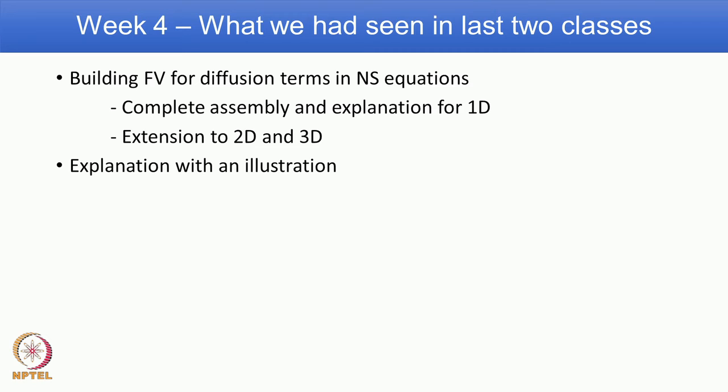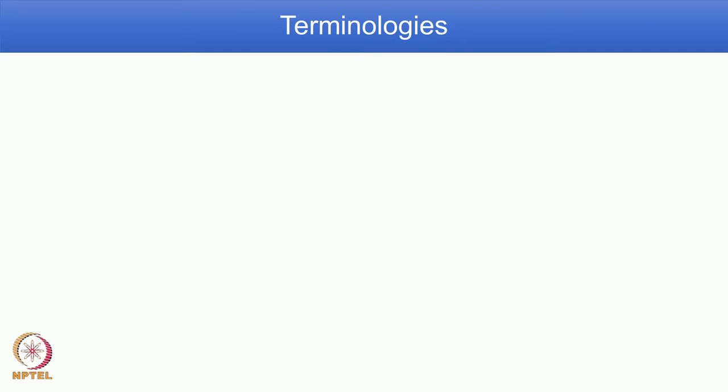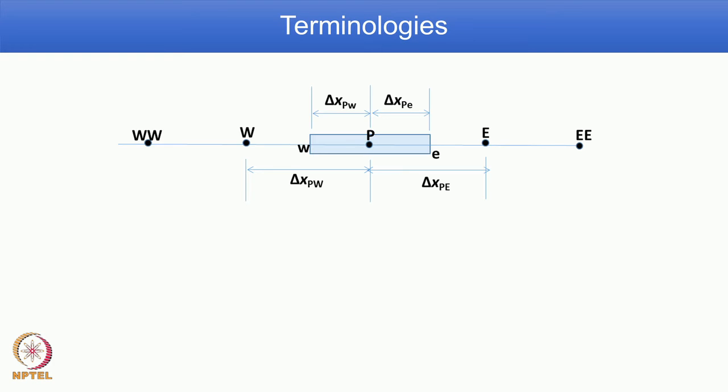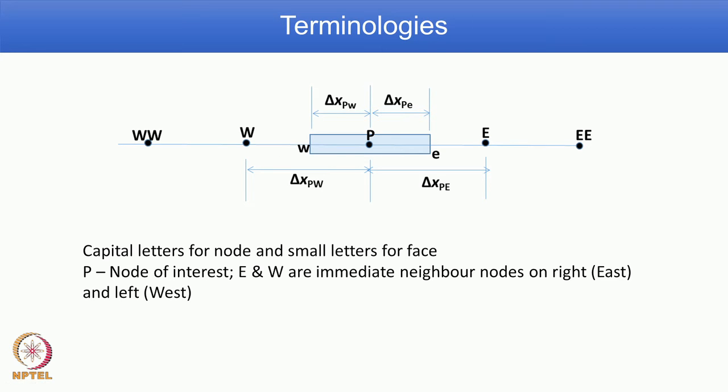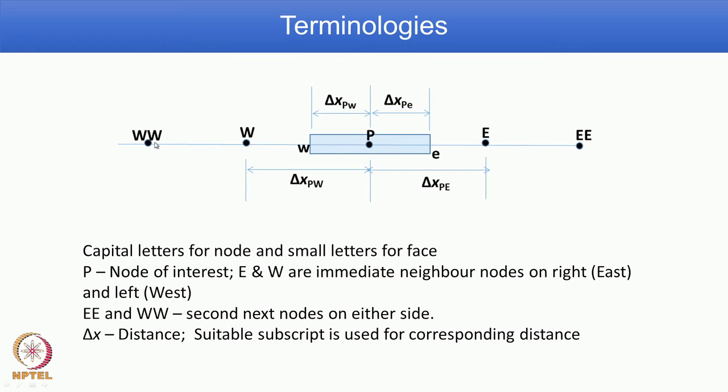Today's class will particularly focus on the convection as well as diffusion term included in the equation. Just for the sake of completeness, we will repeat again the terminologies used in the finite volume strategy. This is a mesh that we have defined for one dimension. P is a node of interest, with east node and west node. East of the east node is given by EE and west of the west node is given by WW.